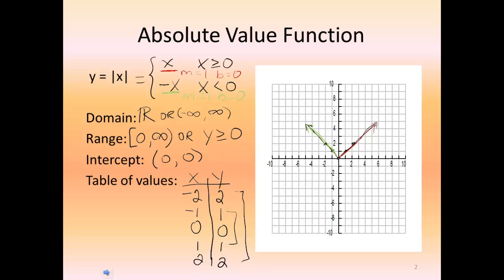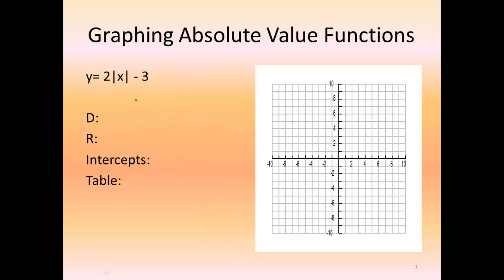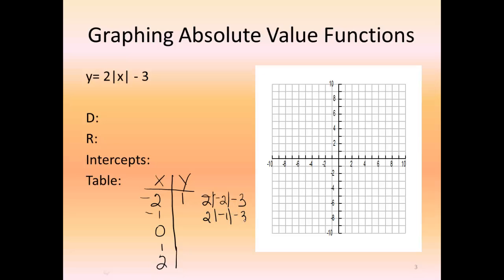Now, if I change the equation just a little bit to 2 times the absolute value of x, minus 3, I'm going to have to make a table to talk about what changes are made to this. I'm going to start with my -2, -1, 0, 1, and 2. If I take 2 times the absolute value of -2, minus 3, that becomes 4 minus 3, which is 1. If I repeat it with -1, I get 2 minus 3, which is -1. Plugging in 0 gets me -3. Plugging in 1 gets me -1. Plugging in 2 gets me +1.